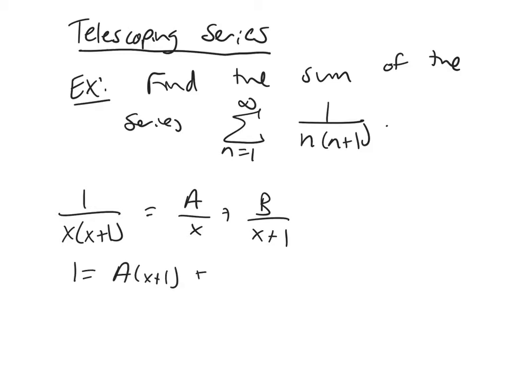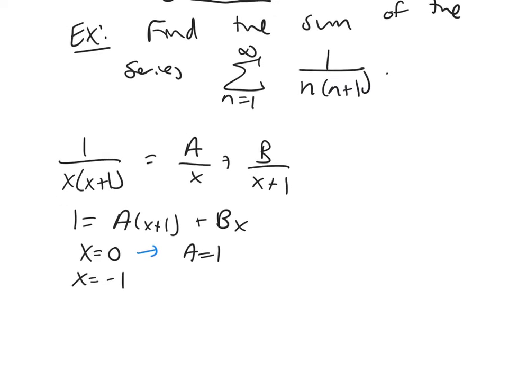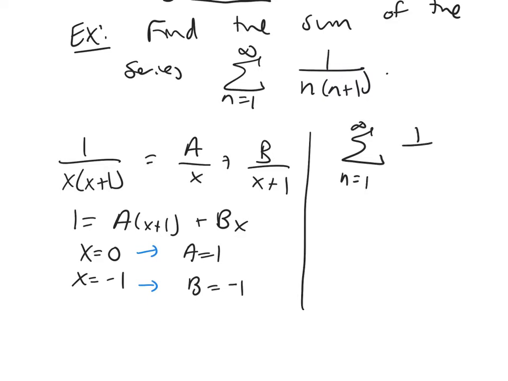A times (x plus 1) plus b times x, plug in values for x. If x is 0, you're going to get that a is 1. And if x is negative 1, we'll see that b is going to be negative 1. And so then my series is going to become, it's the same thing as 1 over n, swap back out the x for n, minus 1 over n plus 1.